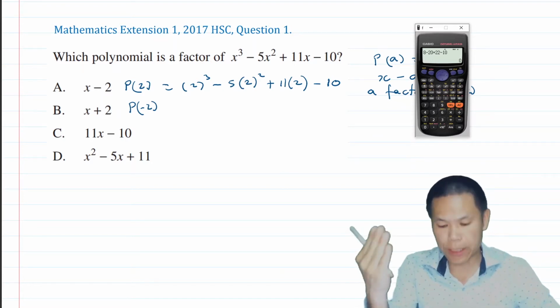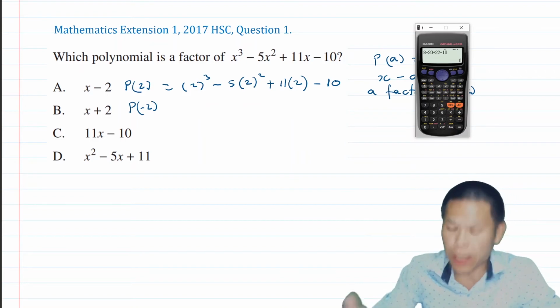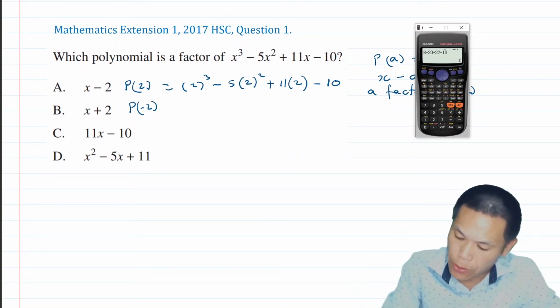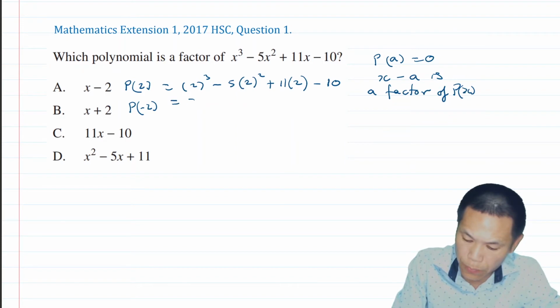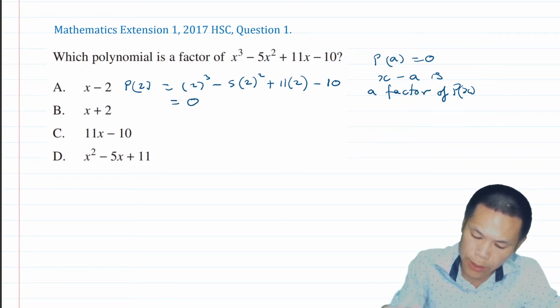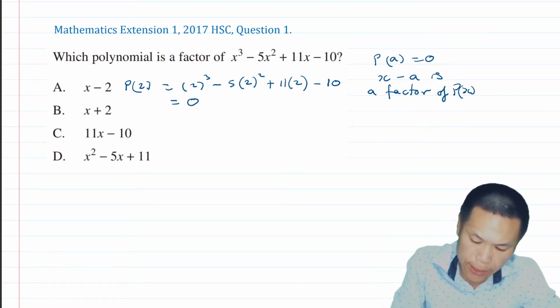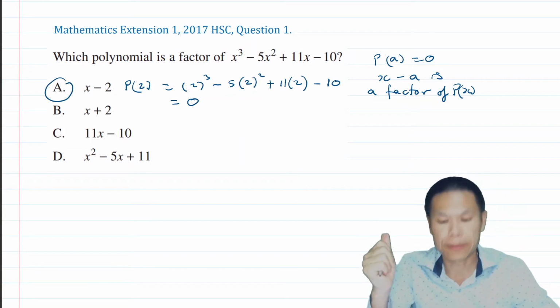The answer is 0. So we just stop there. So we know that's the answer, which is equal to 0. Let me clear this first. So therefore, the answer is A. There you go.